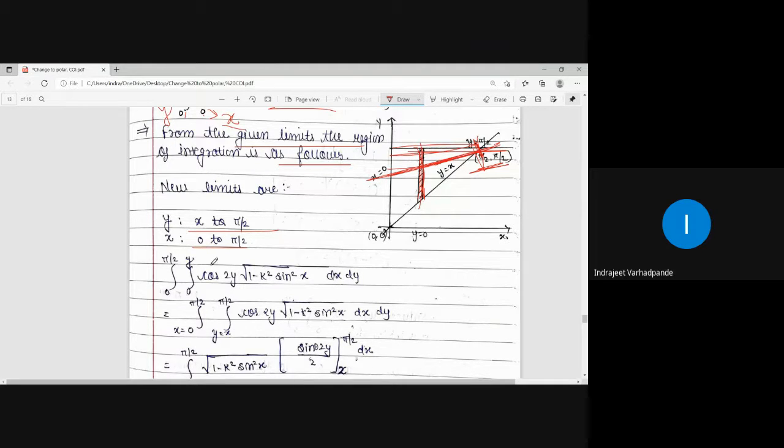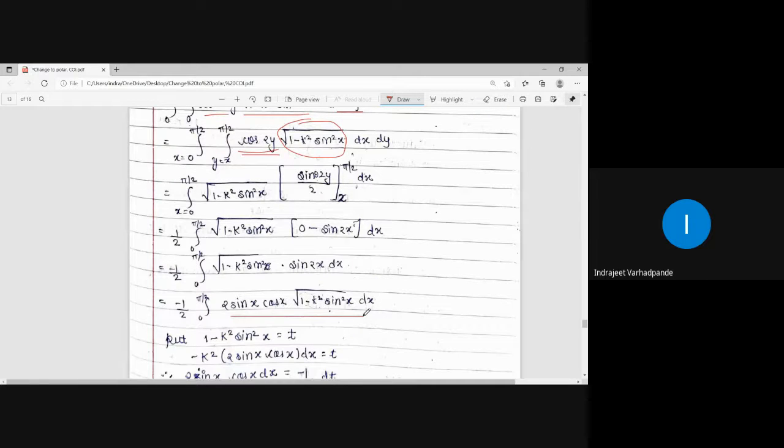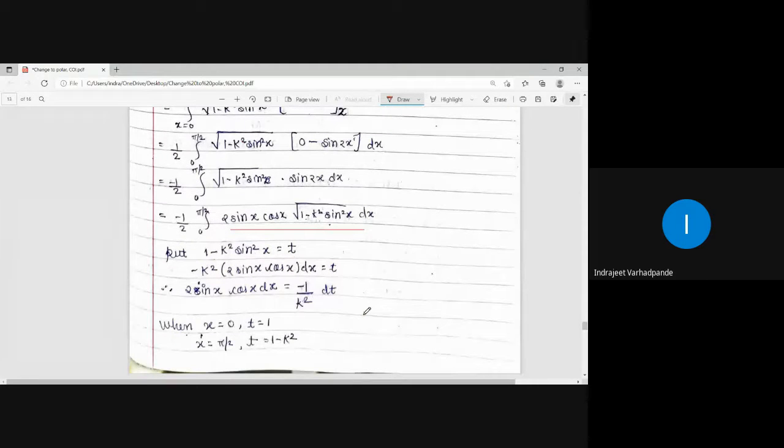So now the given integral gets transformed to integral 0 to pi by 2, integral 0 to y of cos 2y under root of 1 minus k square sine square x dx dy. So integral 0 to pi by 2, this integration first with respect to y, so this square root will remain constant. Integration of cos 2y is sine 2y upon 2. Put the limit, get the answer.